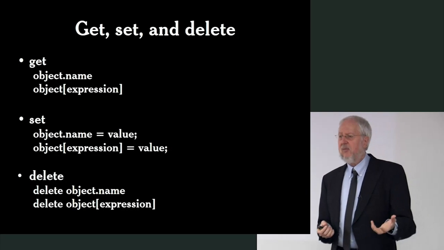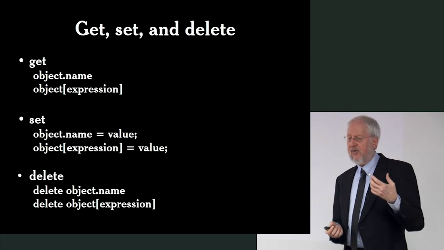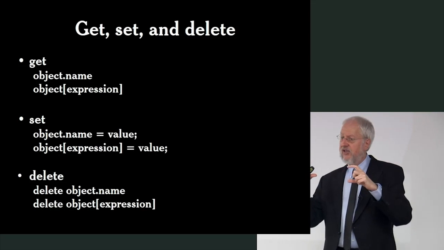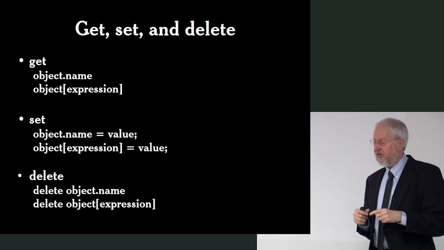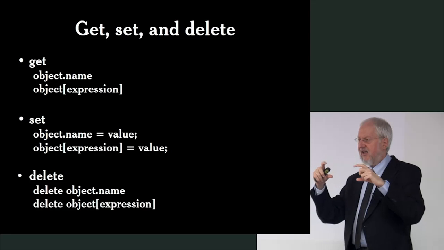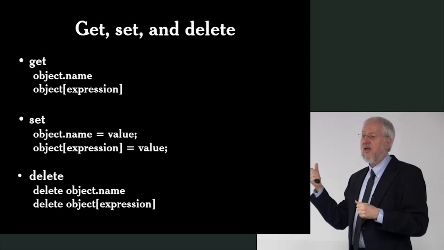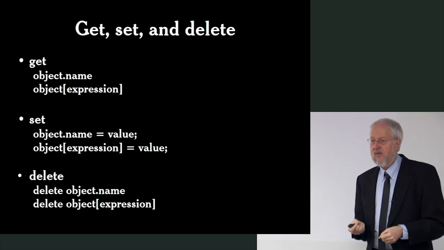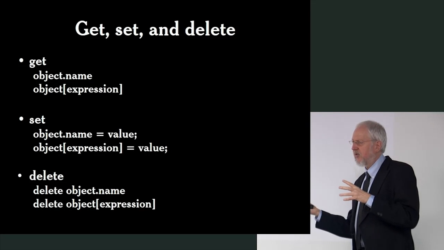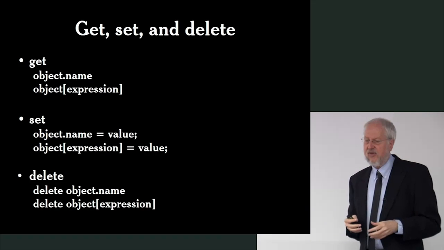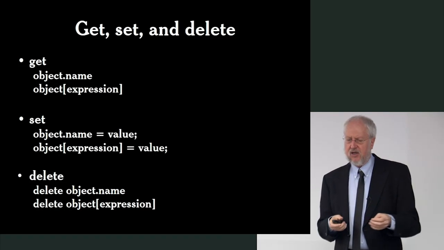You can get a property from an object by using the dot notation or the bracket notation. They can be used in some cases interchangeably. If the bracket contains an expression which is a string which is the same as a name, then you'll get the same property. That makes it possible to dynamically get at things without use of a reflection API.